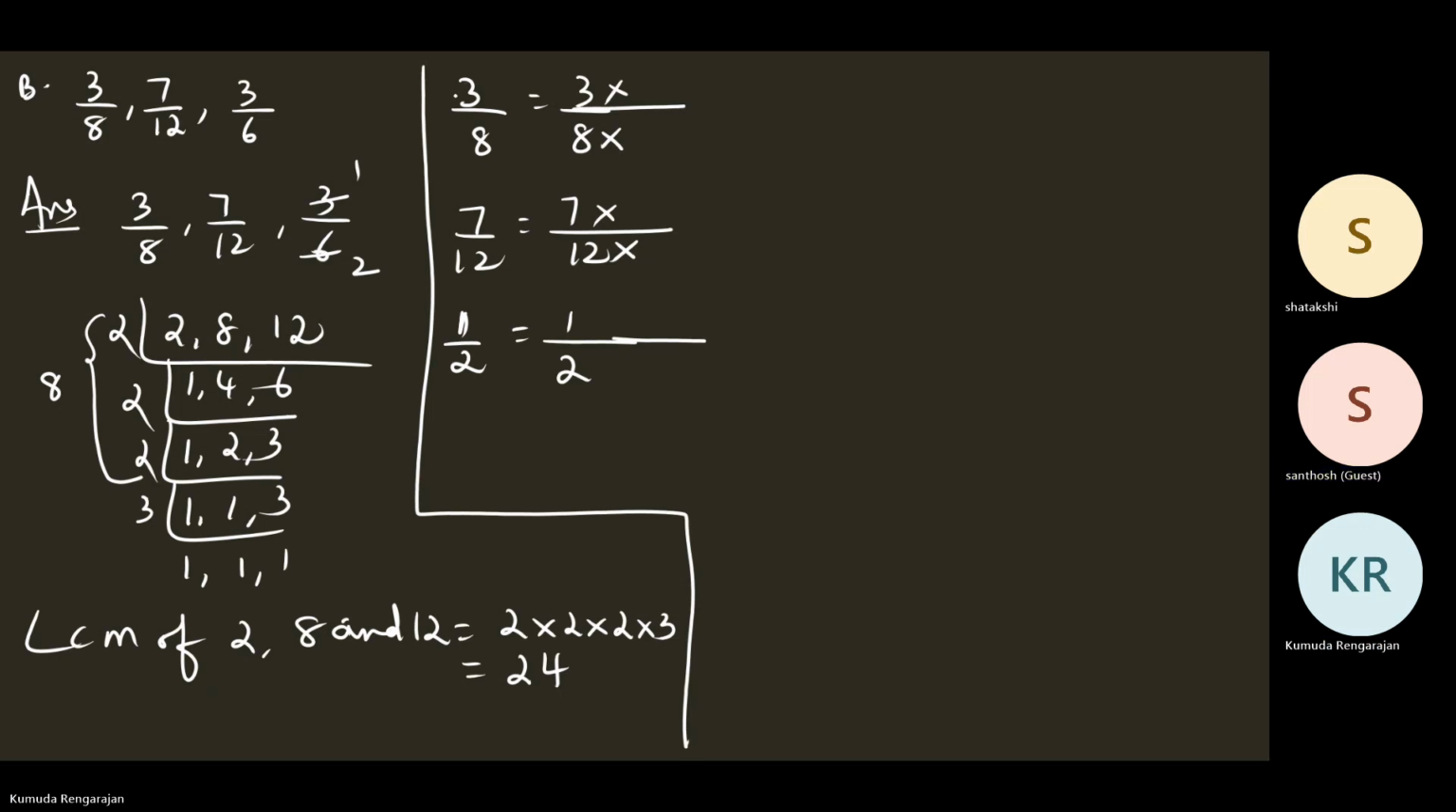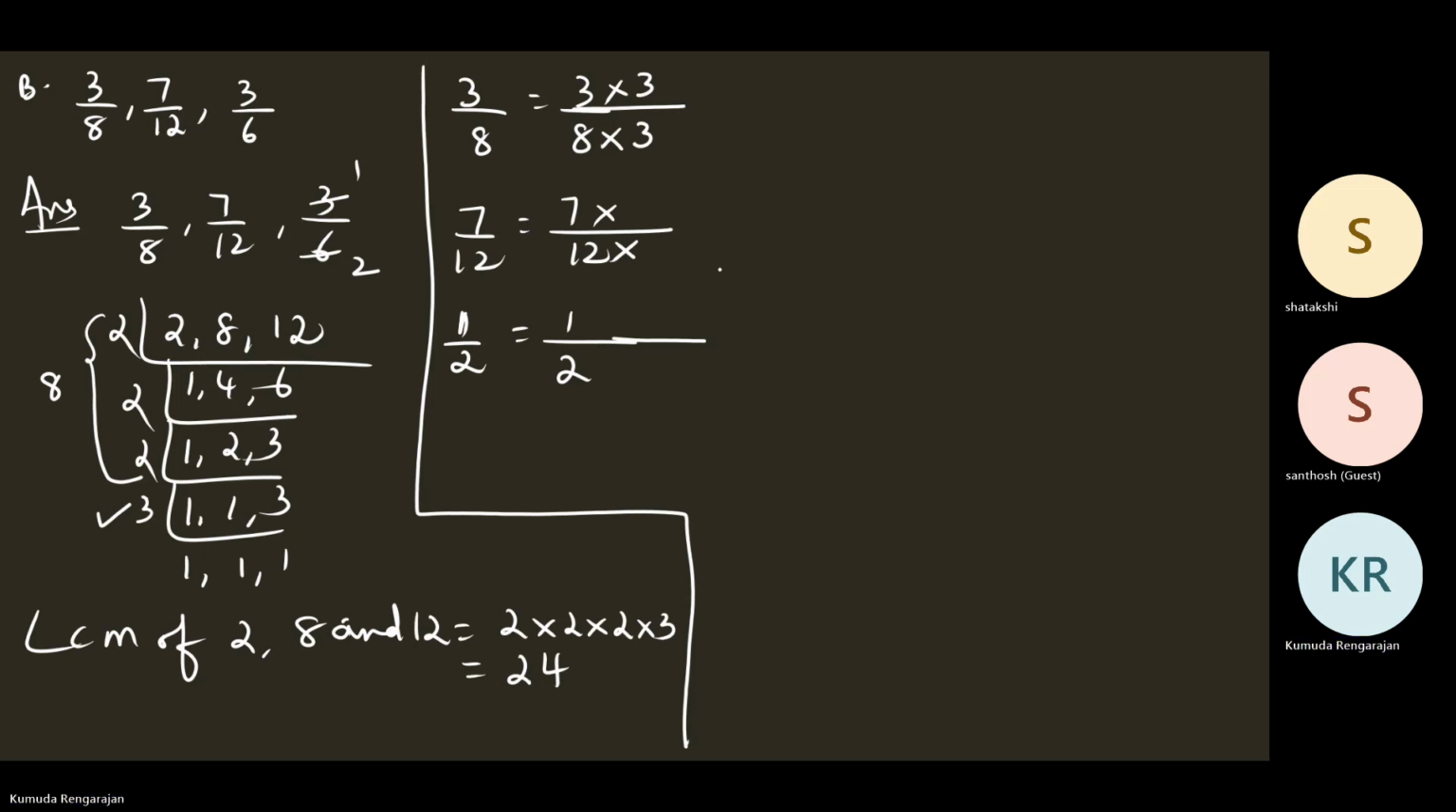In the fraction 3 by 8, the denominator is 8. You should see the denominator. You have found the least common multiple, the LCM of the denominators, so don't look at the numerator. We have found the LCM for the denominators. The denominator in 3 by 8 is 8. So where is 8 in this LCM working? 2 into 2 into 2 is 8. Leave that. What is the remaining number? 3. So you should multiply both the numerator and denominator by 3 for 3 by 8.